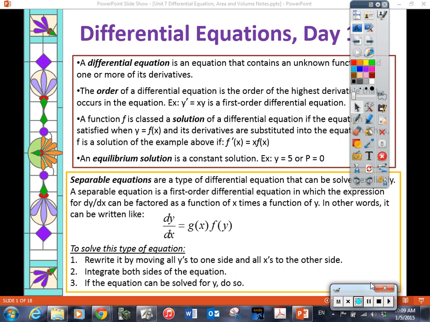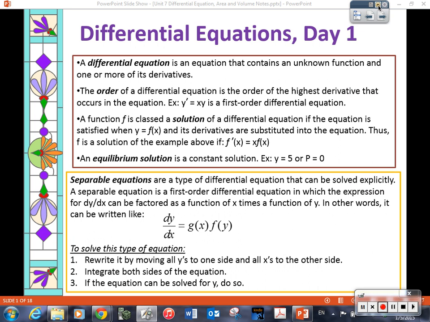Okay guys, let's take a look at today's lesson. Today's unit is on differential equations and slope fields, volume, and area, which marks the last part of the AB curriculum.